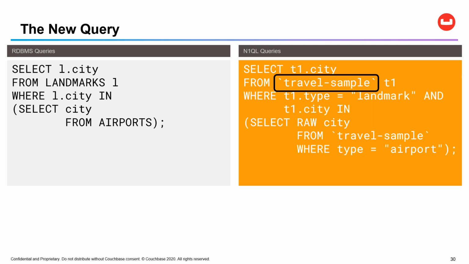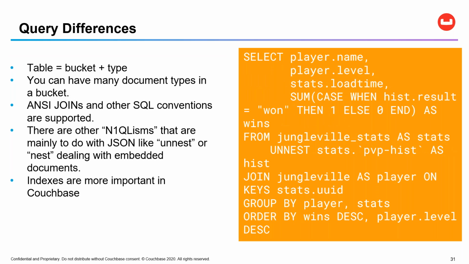For Couchbase, we query on a bucket. Remember that a bucket is more like a database instance than a table. What gives us the specificity of a table is that we specify the type, the document type. So these two queries are doing the same thing, one on an RDBMS and one on Couchbase. Remember that a relational table translates to a document type in a bucket, and any bucket can store documents of many types. ANSI joins and other SQL conventions are supported.